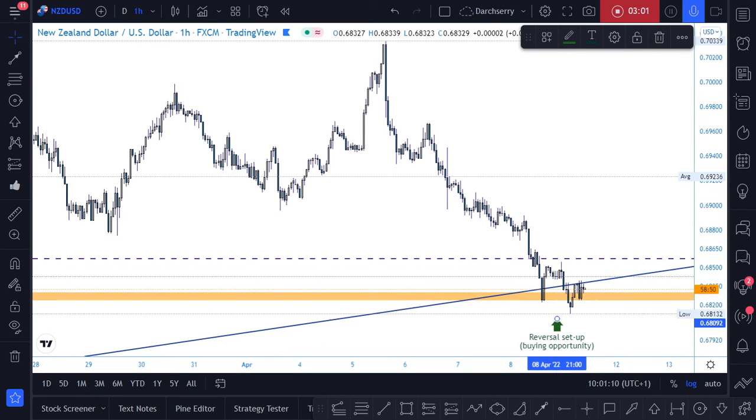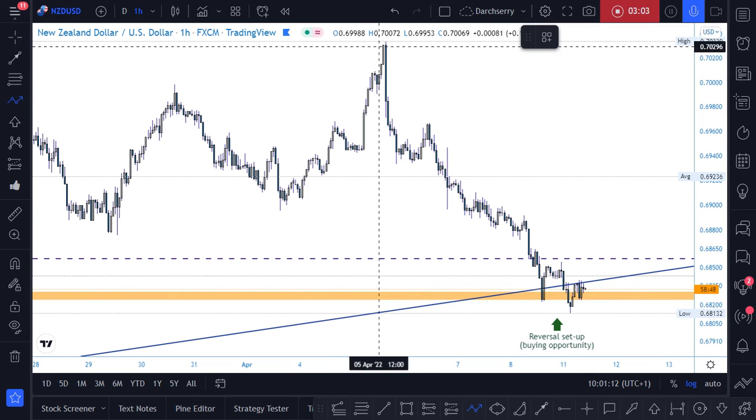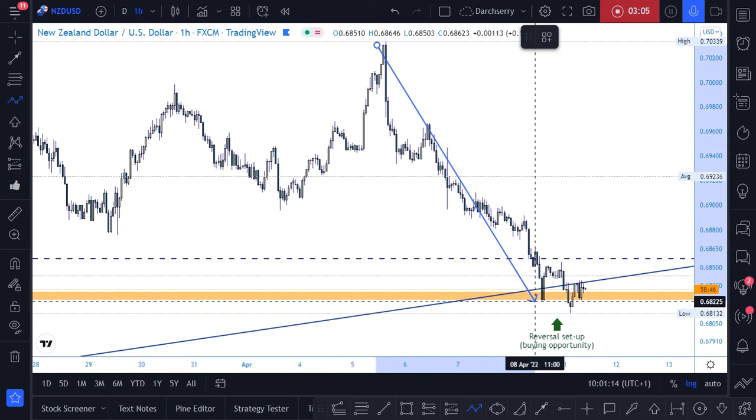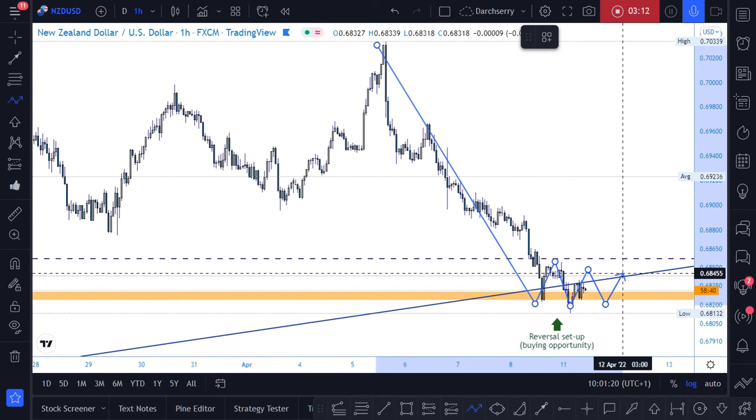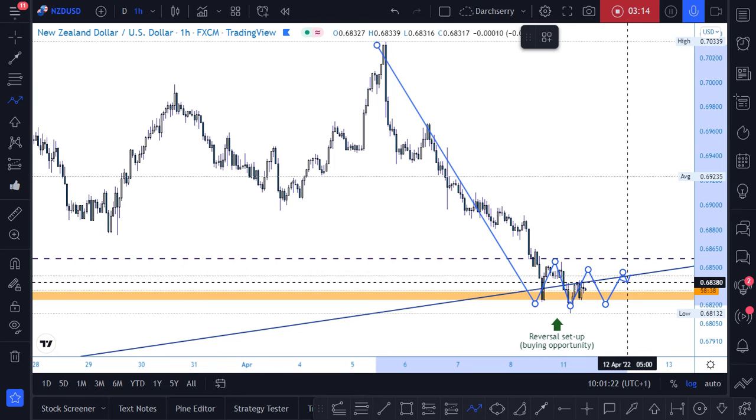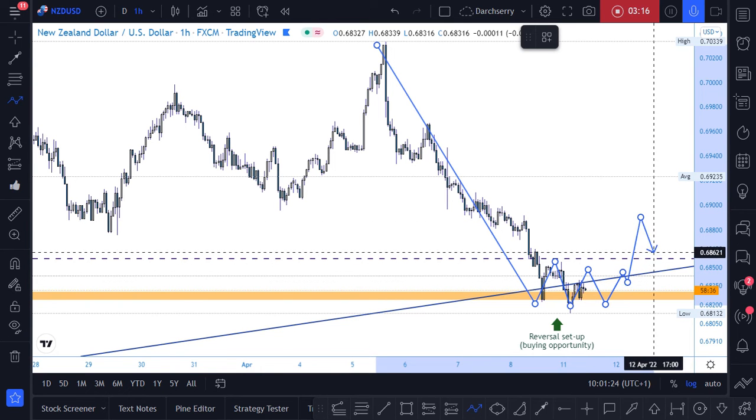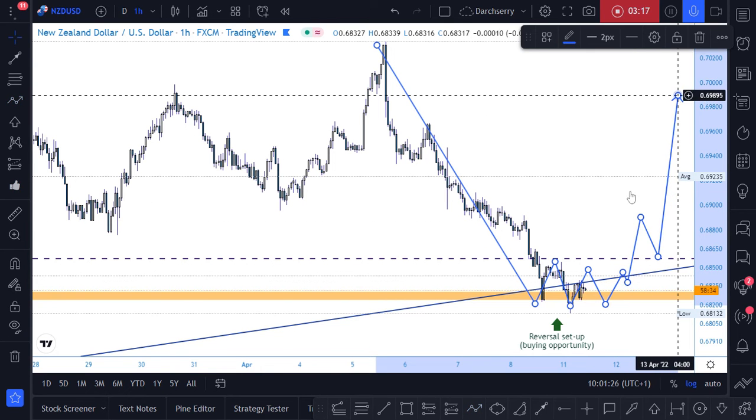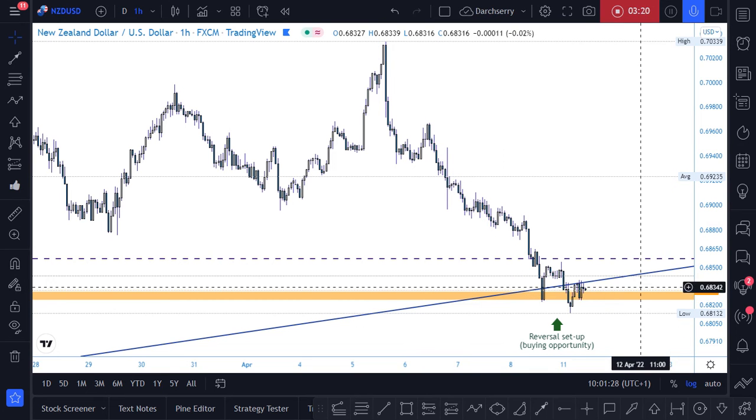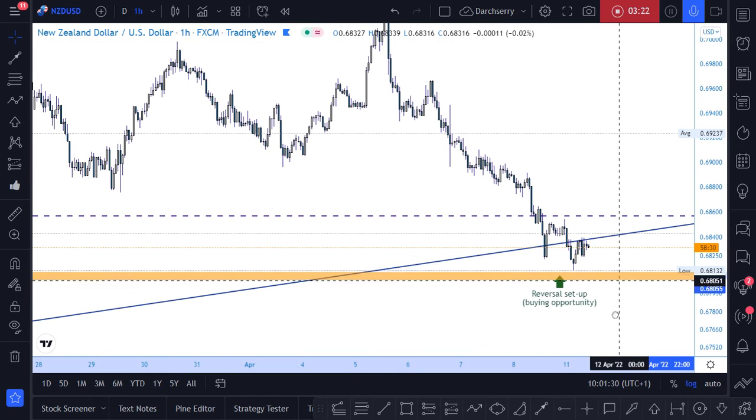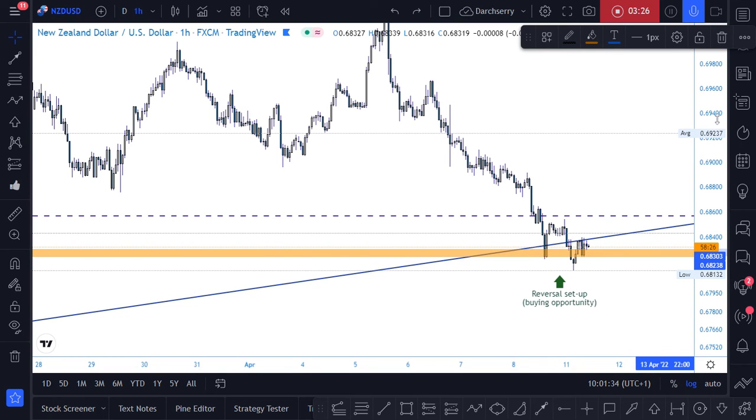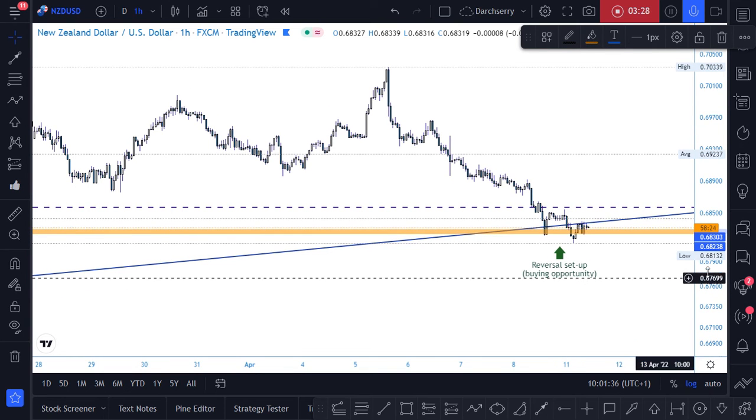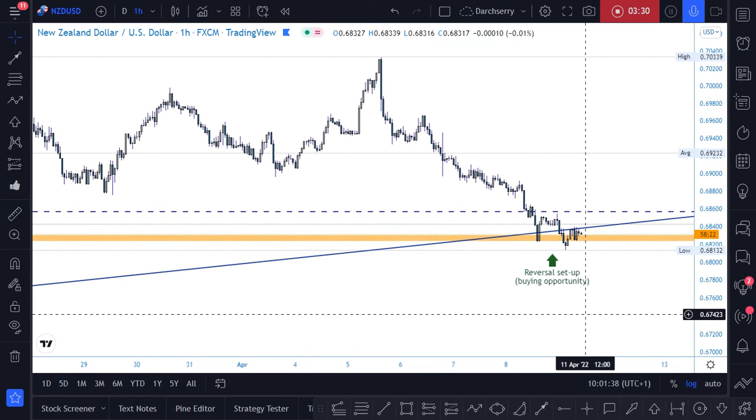And this reversal setup can be in the form of a double bottom, an inverse head and shoulder, sort of a wedge, whatever it is. We want to look for a reversal pattern that will finally break out of structure to the upside. So this is what we want to be looking for here. And how can we take advantage of a reversal setup if it finally happens?